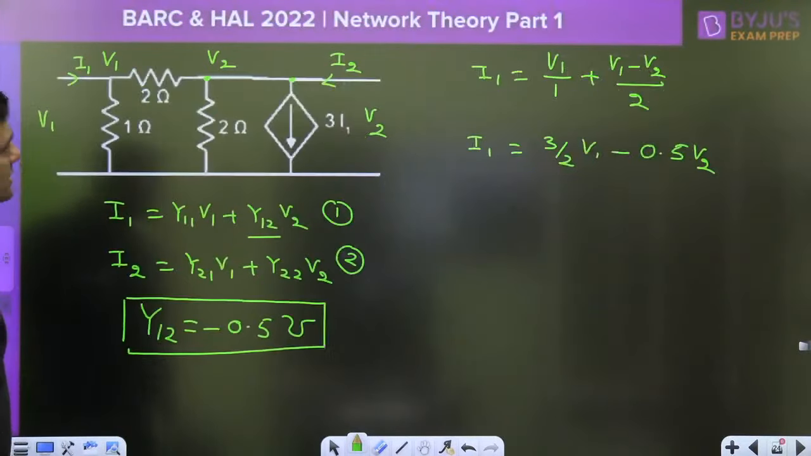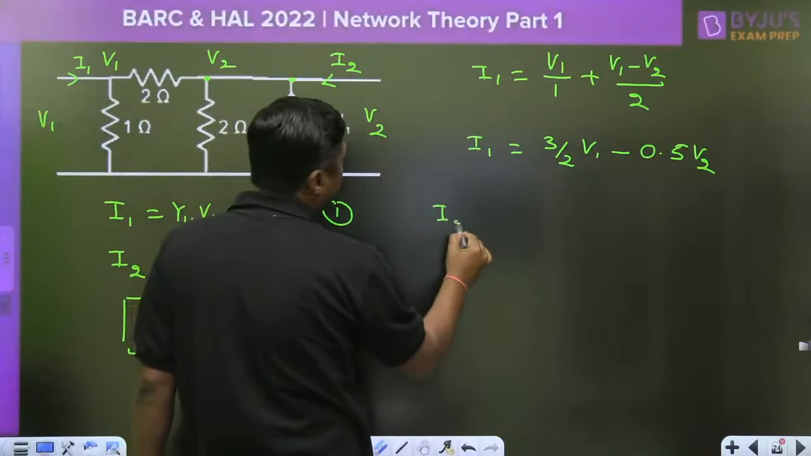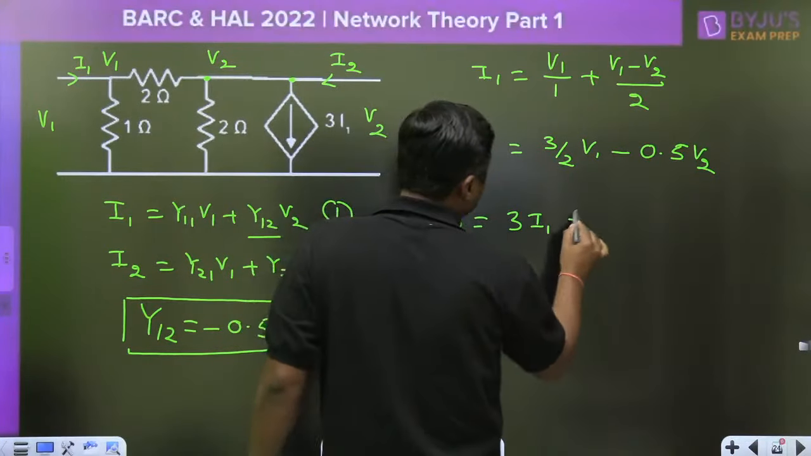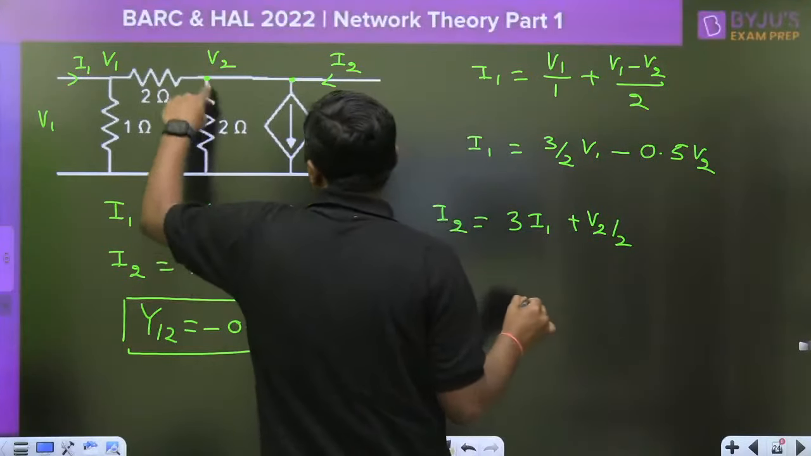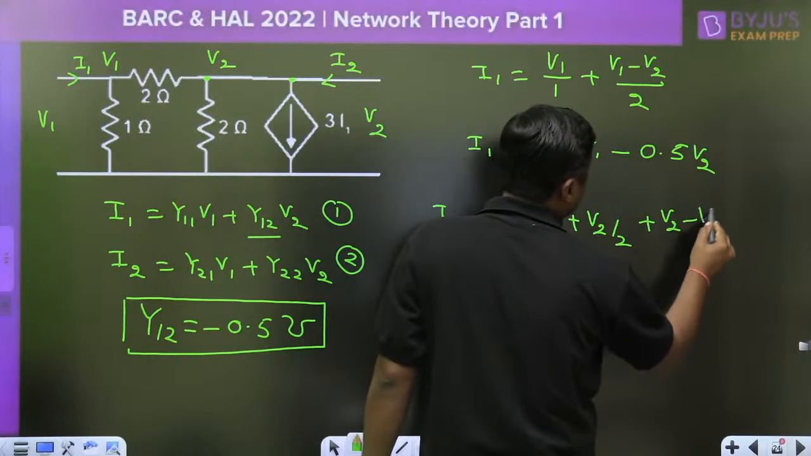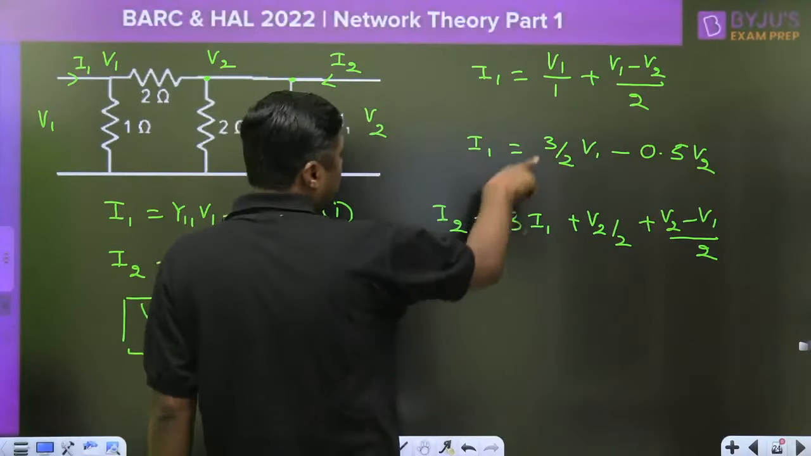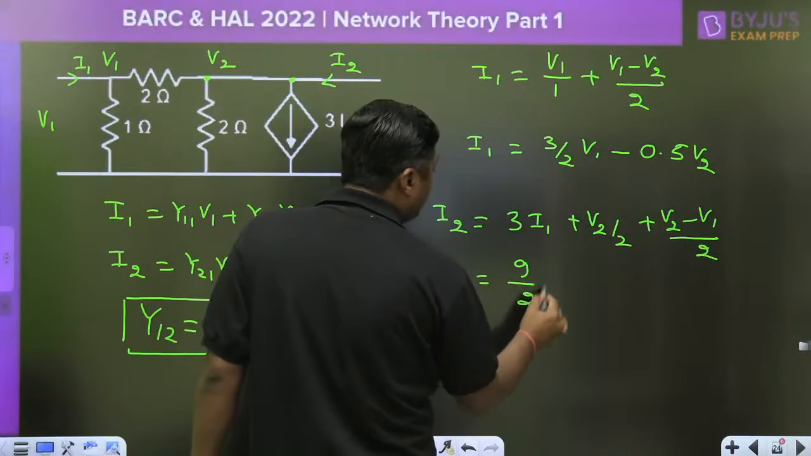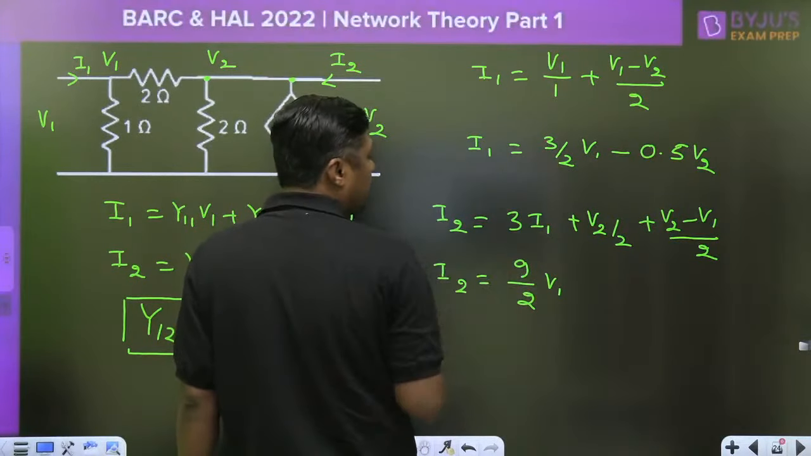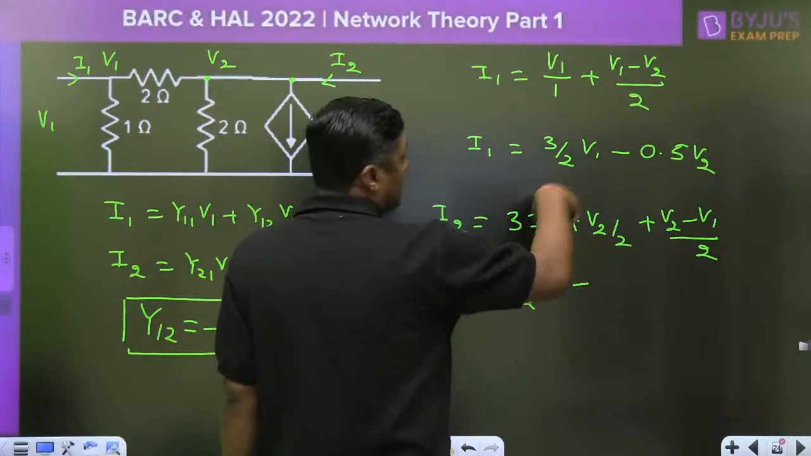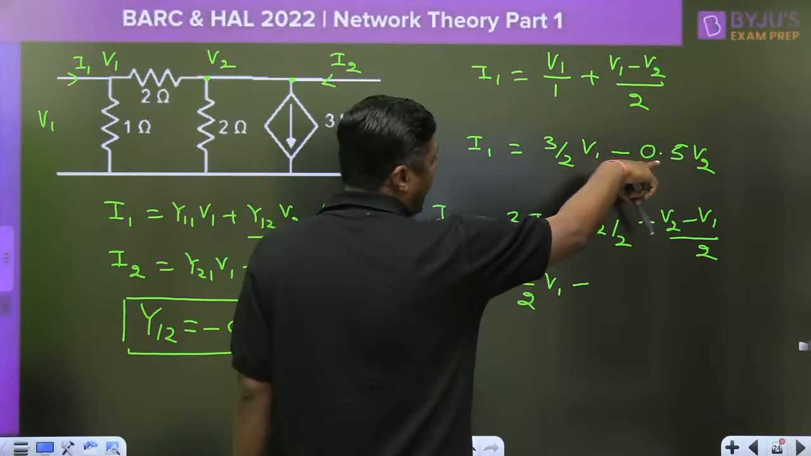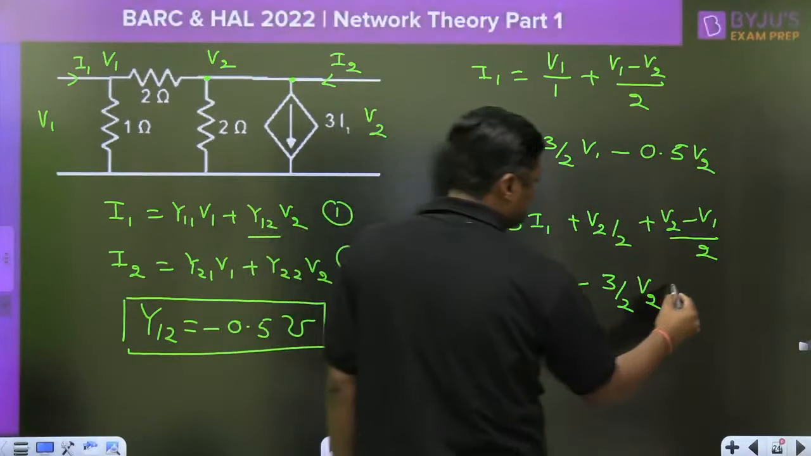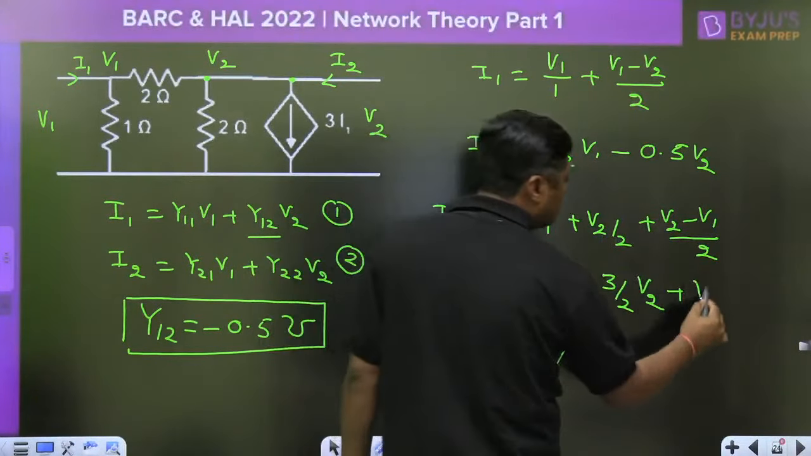Now the second, Y21. Simply write the equation. The incoming I2 is equal to 3 I1, outgoing current is 3 I1 plus V2 by 2 plus V2 minus V1 by 2. What is the I1? Now you have to put this value. So I2 is equal to 3 into 3, 9 by 2 times V1, minus, when I am multiplying, this is 0.5 or 1 by 2, so this will become 3 by 2 V2, plus V2 by 2, plus V2 by 2, which is V2, minus V1 by 2.